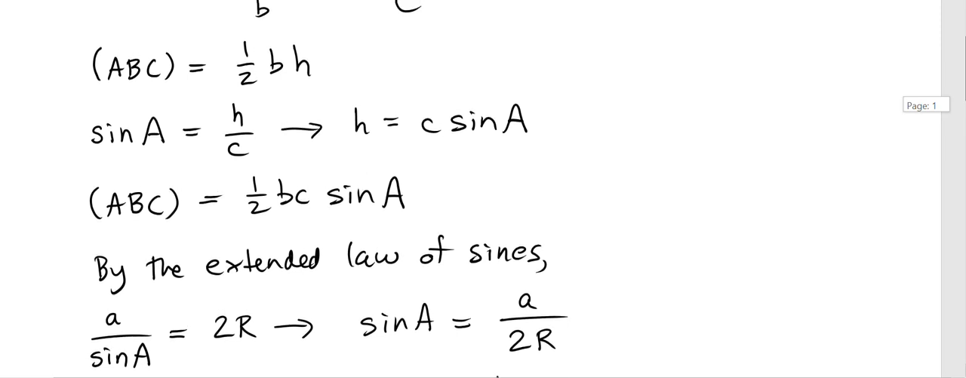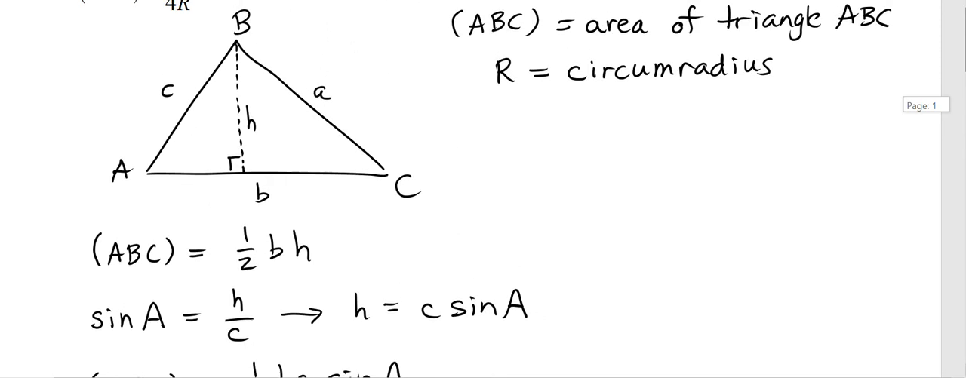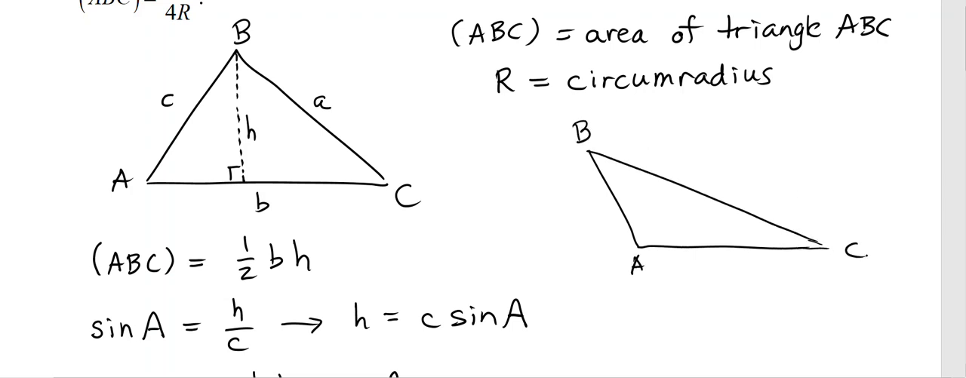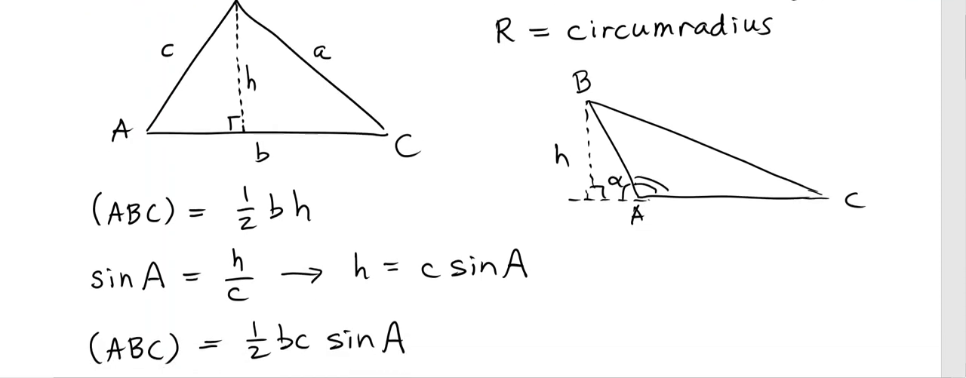Going back, when I drew the triangle, I was assuming that this altitude was inside of the triangle. Well, let's consider the case where angle A is obtuse, like this, which causes that height to be outside of the triangle. Well, let me call this acute angle here alpha. And so alpha and angle A in the triangle are supplementary. They add up to 180 degrees.